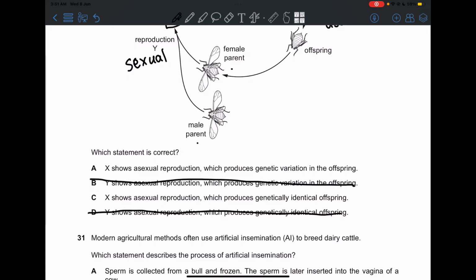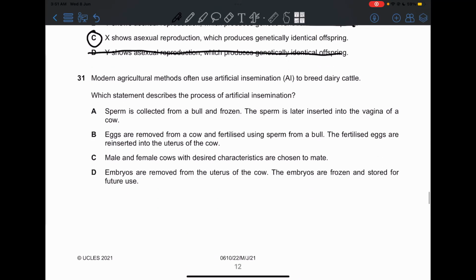Now A says X shows asexual reproduction which produces genetic variation. Now this is incorrect because, as I said, asexual reproduction actually depends on the mitosis, which doesn't require gametes, so there is no genetic variation really involved in this. So it's going to produce genetically identical cells. So it's going to be C.